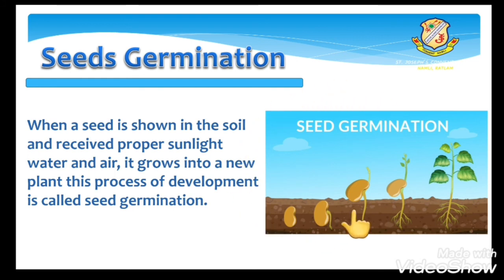In this image you can see that a small seed is sown in the soil which receives proper water, sunlight as well as air as well as every environment for its growing. So when the seed gets proper sunlight, water and air, it grows or germinates into a small new plant or a new baby plant, and this whole development is called the seed germination process.